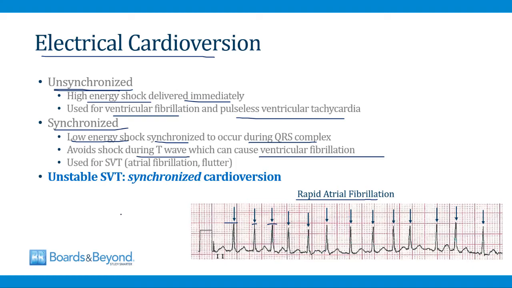So this is the preferred way to cardiovert SVTs. The reason is supraventricular tachycardias are generally less dangerous than ventricular tachycardias, and you don't want to convert them into ventricular fibrillation. So if you're delivering a shock for an unstable SVT or a stable SVT, like atrial fibrillation or flutter, that's when you use synchronization. The only other time we use synchronization is in patients who have stable ventricular tachycardia, like I talked about before. You can also use the synchronized shock in those situations.